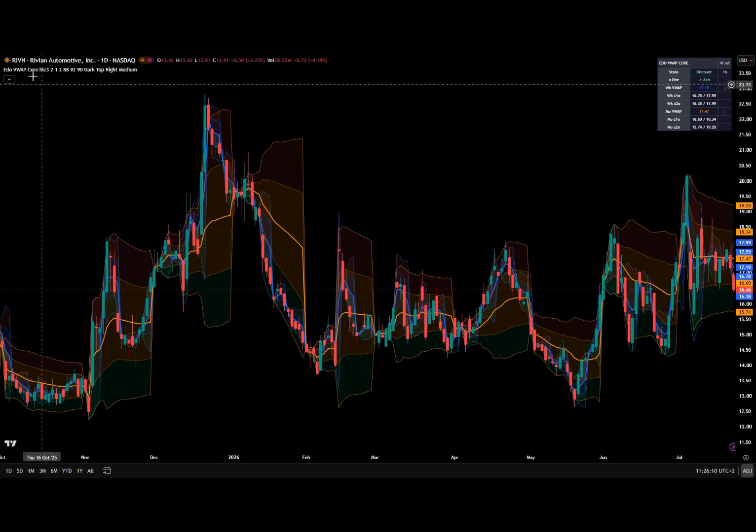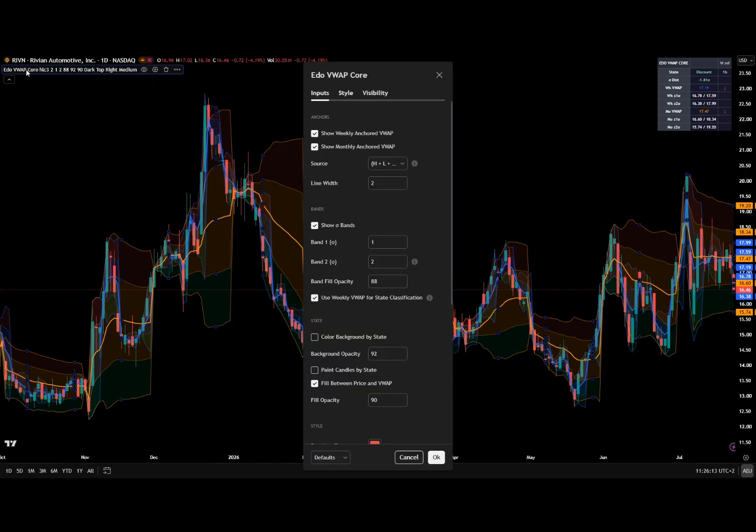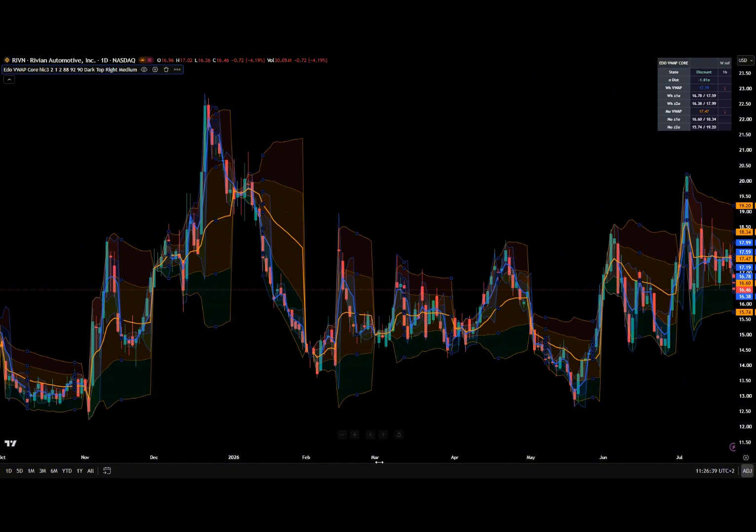The rest is presentation, all about how it looks. The fill between price and VWAP is colored by whichever state you're in, and you can set how strong it is. You can color the whole background by state, or paint the candles themselves, instead of just the fill. Line width, and further down, each state and VWAP line its own color. On Rivian daily, the defaults keep it clean, tune the visuals to taste.